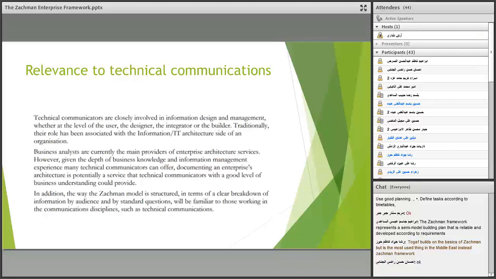So, technical communicators are closely involved in information design and management. And this information design and management can be at different levels, such as the user level, the designer level, the integrator level, or the builder level. So, we have different levels.